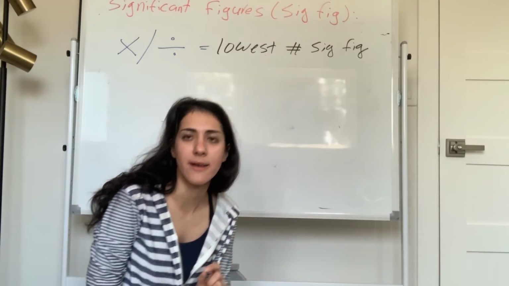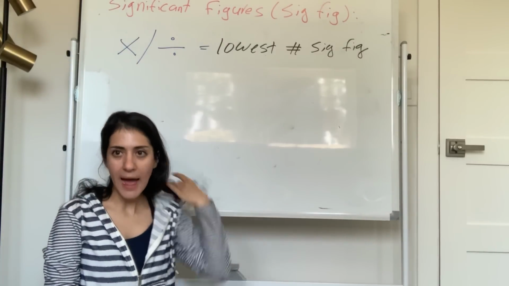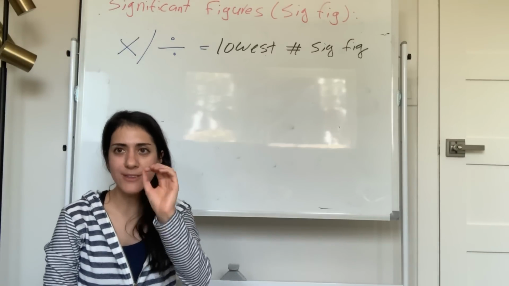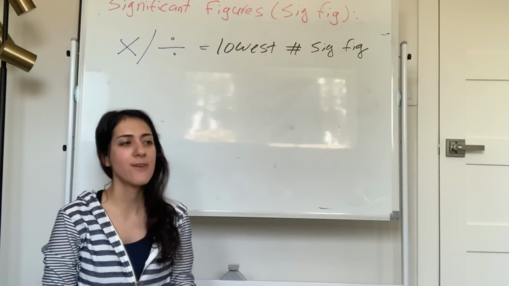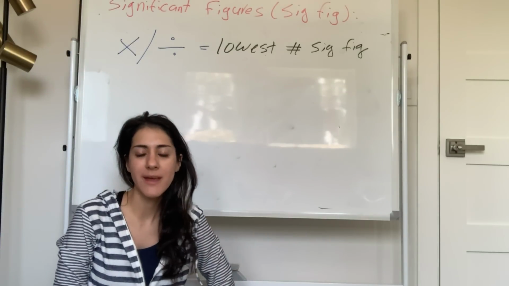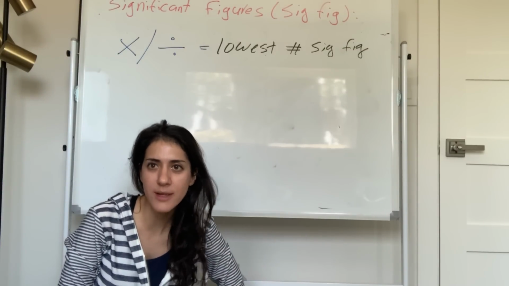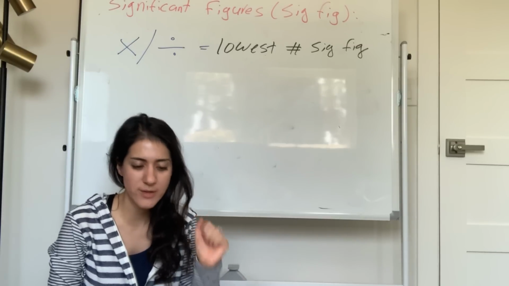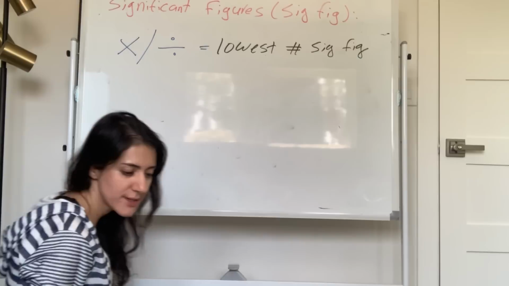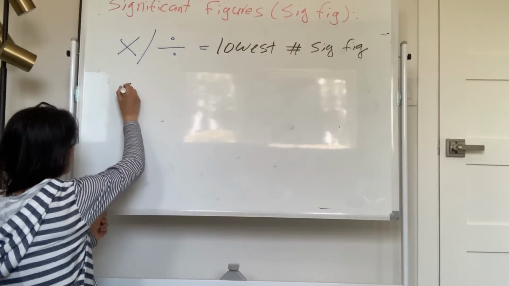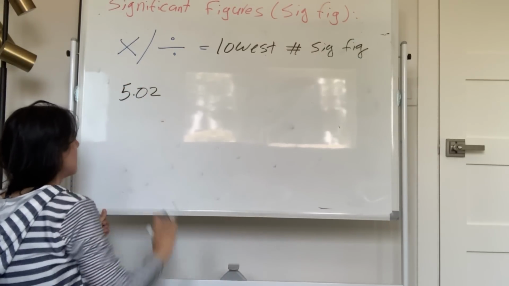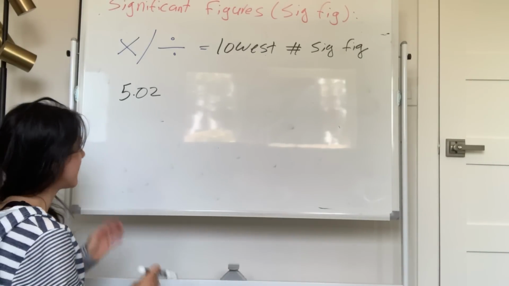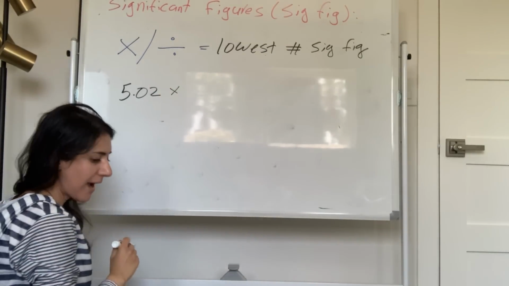Now, here's the way I look at it. Remember that you are as good as your weakest link. If you're on a soccer team, your team is as good as your weakest player. This is the same thing. You are as good as the number with the lowest number of significant figures. So let's do that together right now. Here's a practice problem. Take out your calculator. I don't mean your phone's calculator. Take out an actual calculator and put this in.